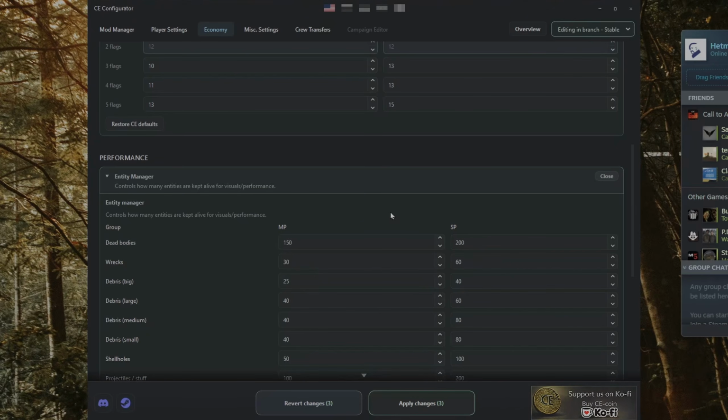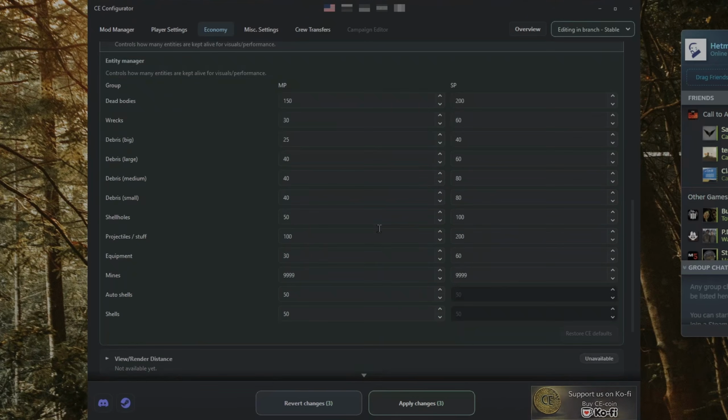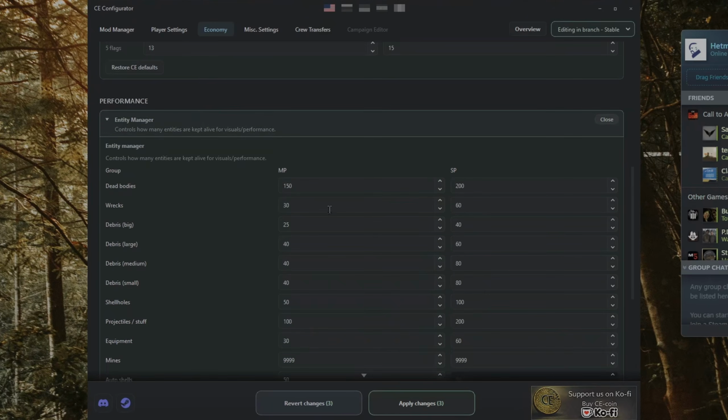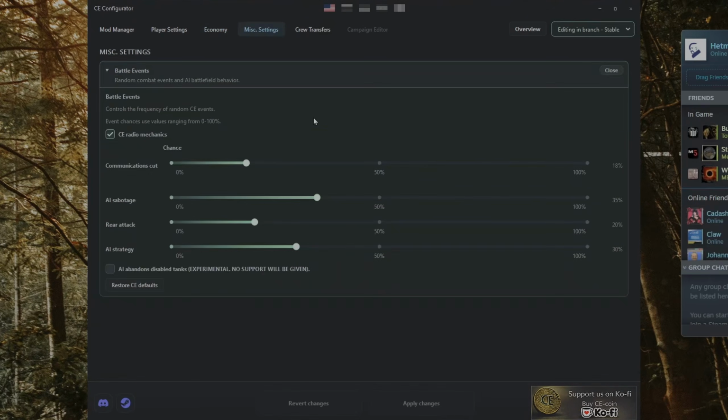And if you have a really good machine, you can increase this. If you're struggling with performance, you can make those numbers smaller, and this should help you out. CV2 is famous, or notorious, for its battle events. This is what makes this mod so difficult, besides all the other difficulty modifiers.